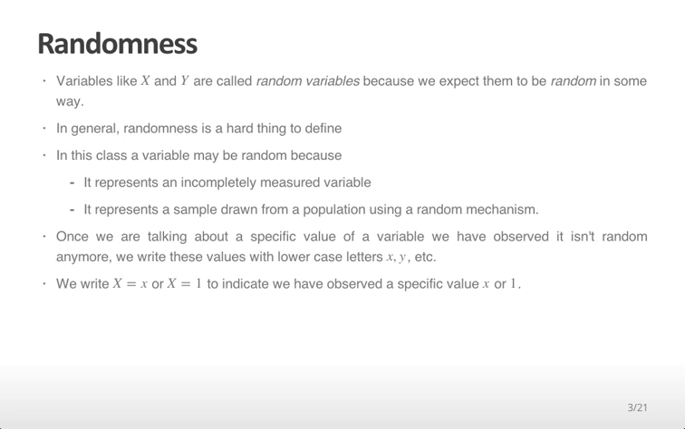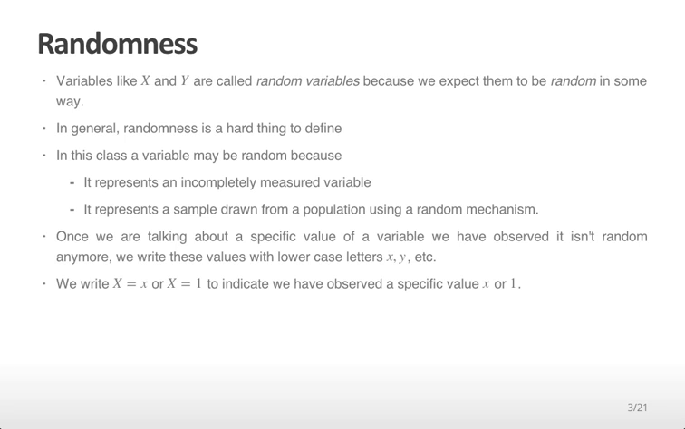In general, randomness is a very hard thing to define. Statisticians, probabilists, and philosophers have big debates about what is meant by random. In this class, we'll stick to a definition that a variable is random because it either represents an incompletely measured variable where we haven't measured the phenomenon completely to determinism, or because it represents a random draw from a population using a mechanism such as a random generator from a computer.